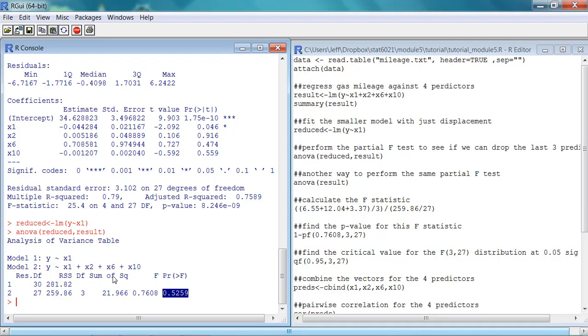slope. So in this case, because our p-value is greater than my significance level, we fail to reject the null, which means, right, we don't have evidence to support the more complicated model, so we'll actually stick with the simpler model in this case. All right, so that's what this partial F test is telling us.